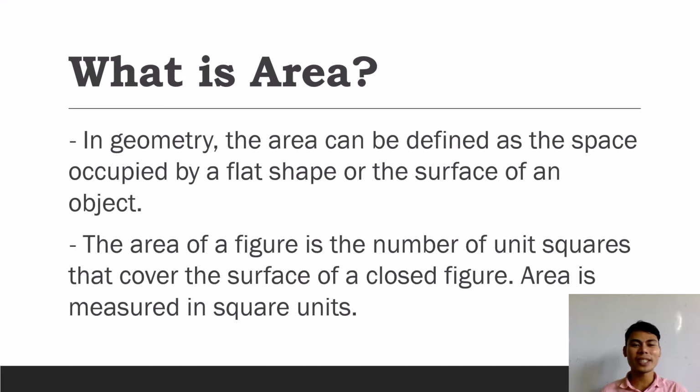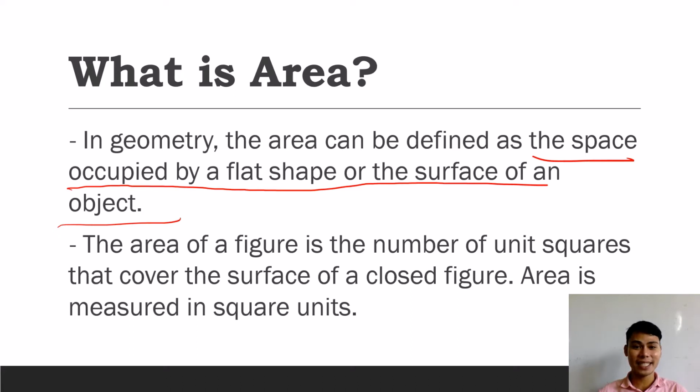Ganyan. So in geometry, the area can be defined as the space occupied by a flat shape or the surface of an object. So when we say flat face, no, not flat face, sorry ha, it's flat shape. So we're talking about two-dimensional figures here. Two-dimensional shapes. We have for example the square, di ba?